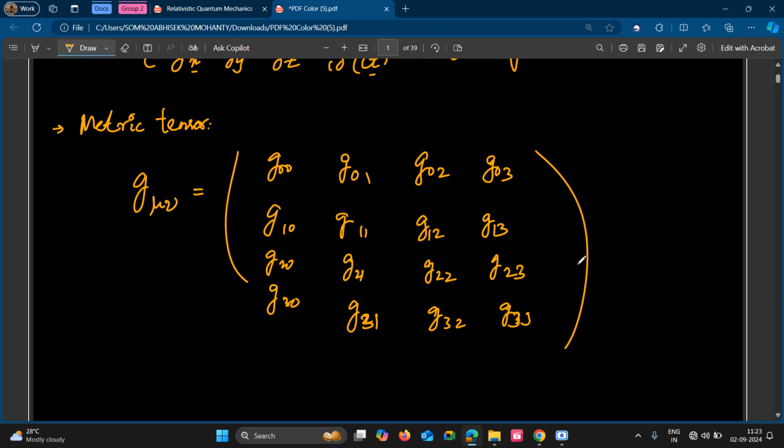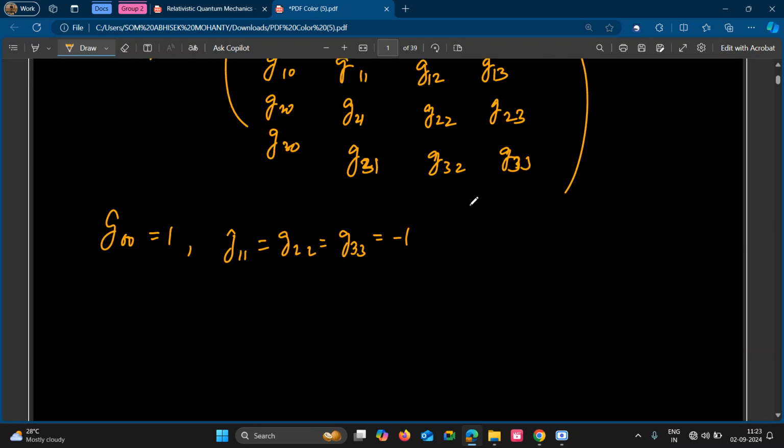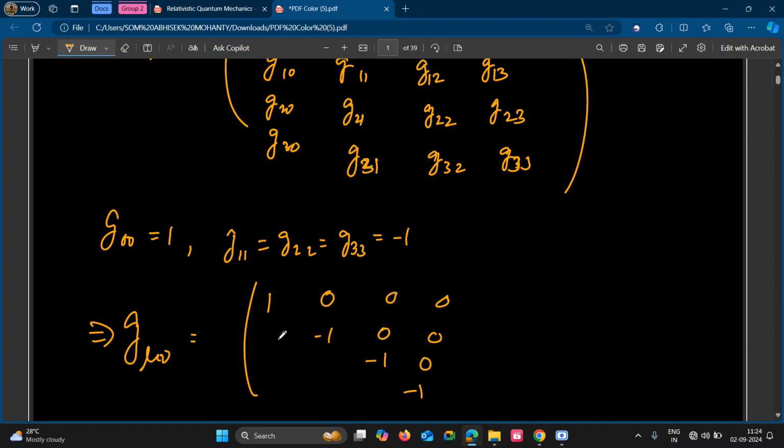Its values: g00 is 1, g11 is equal to g22 is equal to g33 is minus 1, and all other quantities are zeros. You will study this in tensors. So only the diagonal components will have some value. g mu nu is equal to 1, minus 1, minus 1, minus 1, and all the other values are 0.